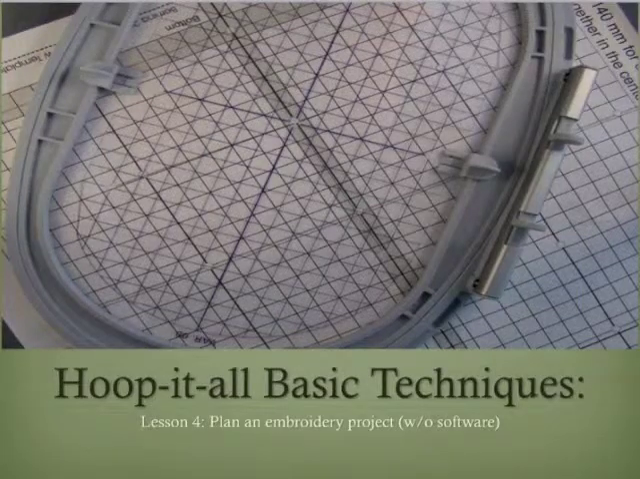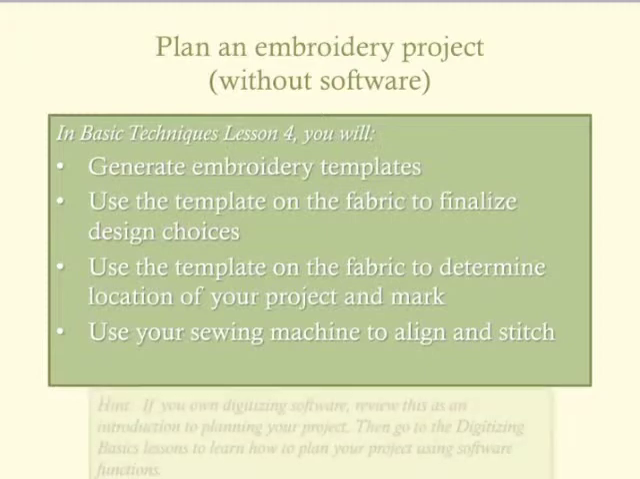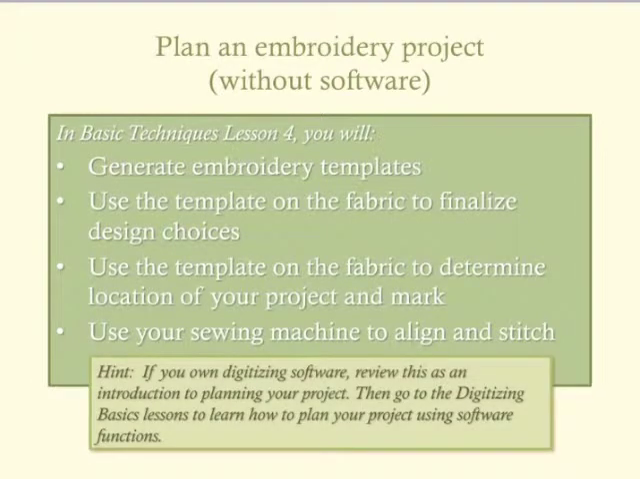Welcome to Hoop It All Basic Techniques, a series of 4 lessons that lay a foundation for understanding the relationship between our embroidery machine hoops and Hoop It All hoops. Lesson 4 introduces planning and executing your oversized project manually without using digitizing software. This lesson covers the process of planning your project, including stitching your design. Probably the most helpful aspect of designing your project without using software is using templates. You will see several ways to use templates to create and align your design.